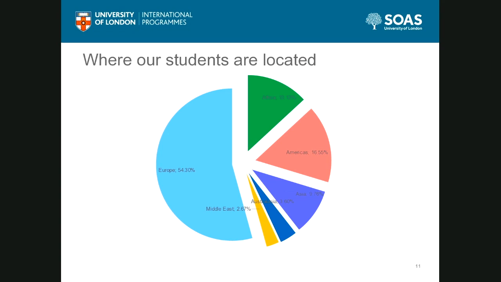Just briefly on where our students are located. We have a lot of people from Europe, in fact a majority, but we have substantial representation from other places as well, not least Africa and the Americas. We've got less in the Middle East, Australasia and Asia, although those segments are all gradually growing as time goes on.